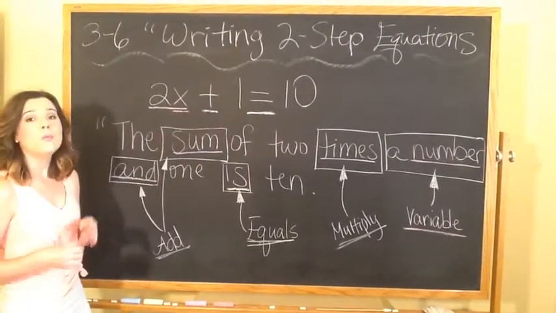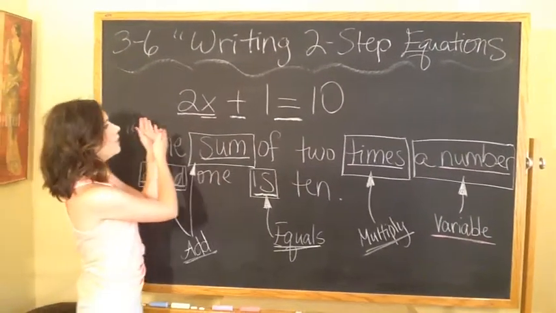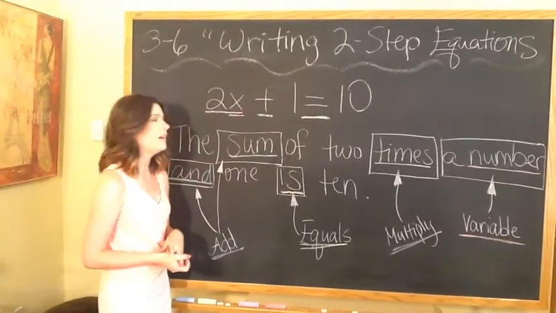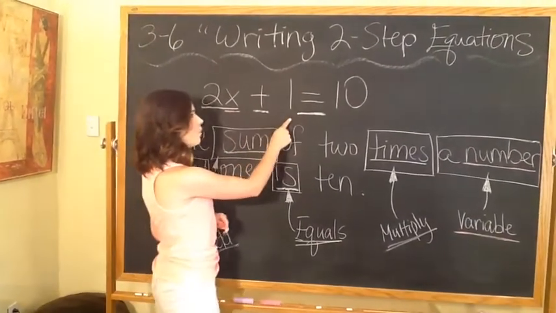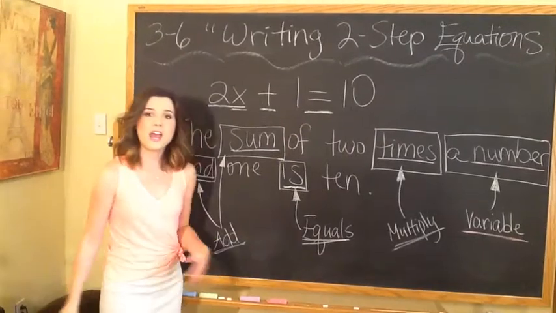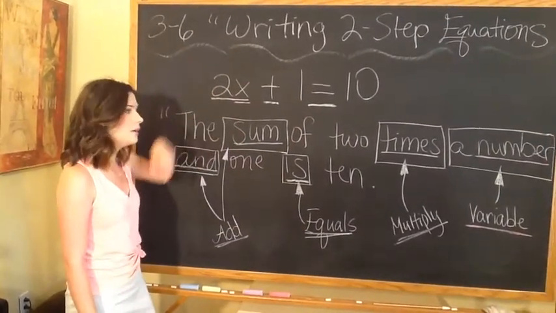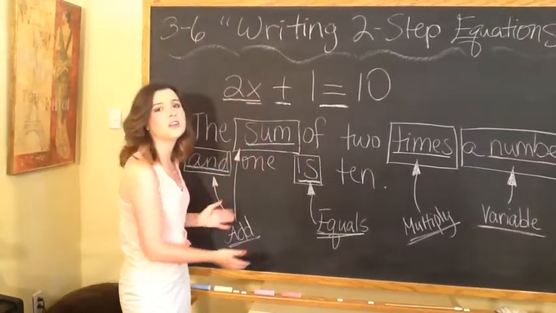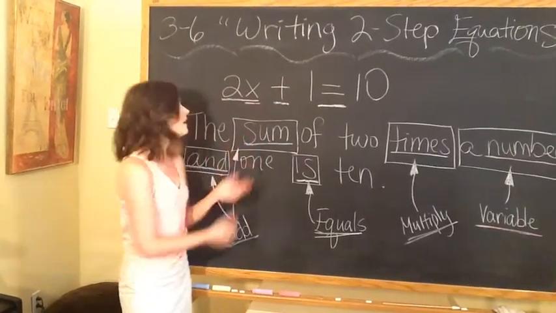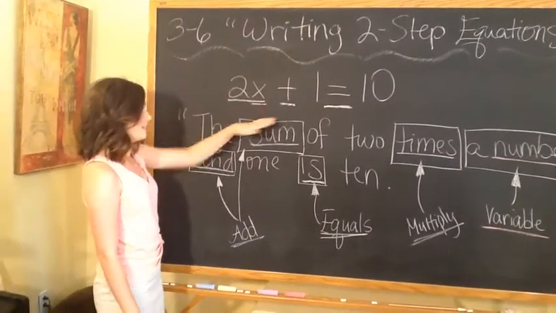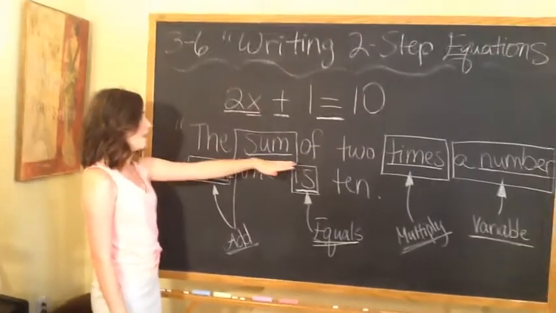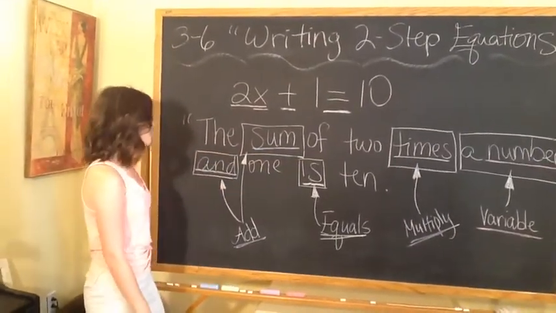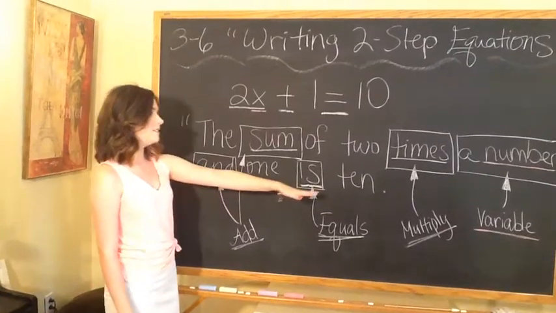Now, what I did was go ahead and write a two-step equation up here for us. So 2x plus 1 equals 10. And then I went ahead and transformed it into word form so that we could see it this way first so that we'll know how to do it in the reverse. So this is the same as the sum of 2 times a number and 1 is 10.